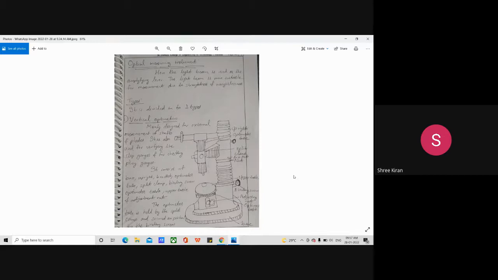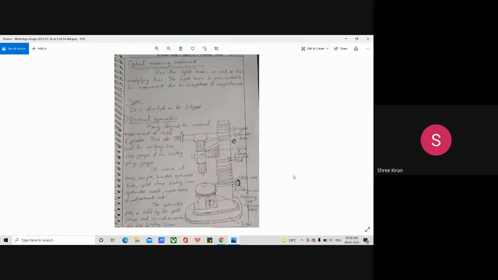With respect to the vertical optimeter, the upright is mounted rigidly in a base, as you can see in the figure you have drawn in the notebook. The base is made very heavy and wide, so that it imparts more stability to the instrument.